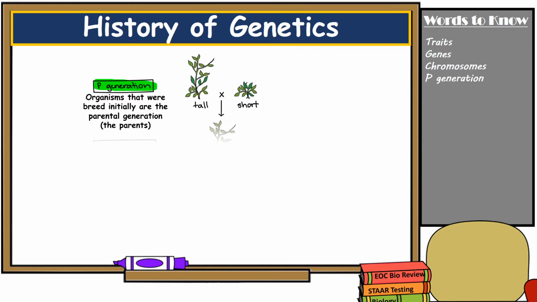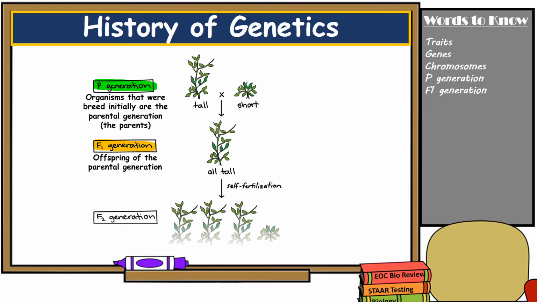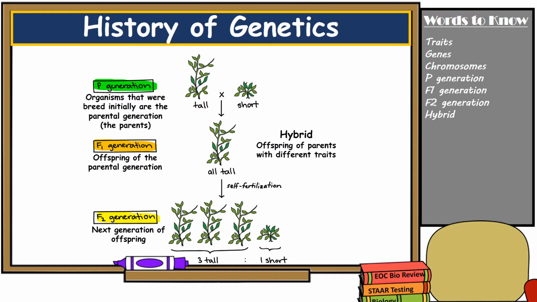Then the offspring that came from this breeding was referred to as the first generation, and it's abbreviated as F1 generation. Then the generation that followed would be referred to as the second generation, and so on. Now, there is one other term that you need to be familiar with, and that is a hybrid. This term is used to describe offspring of parents with different traits.